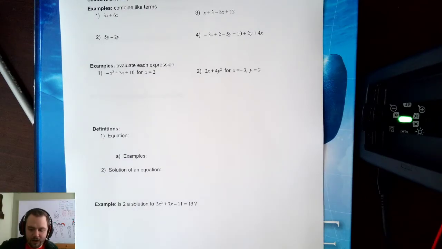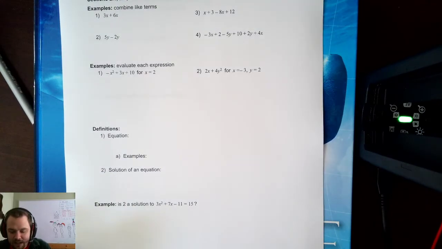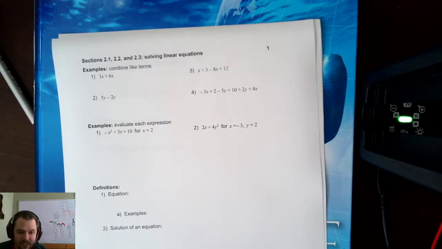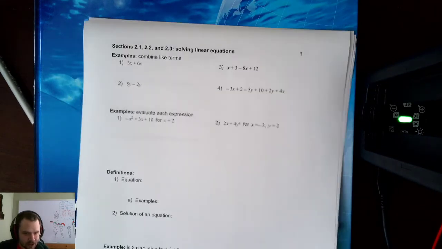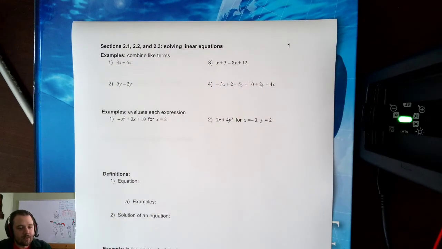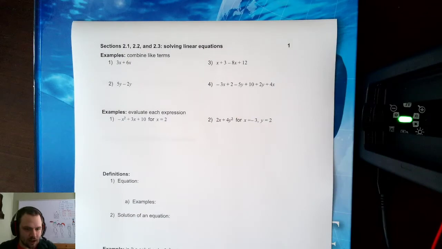Hello everyone, we're here today to talk about Math 100, sections 2.1, 2.2, and 2.3. We're doing a little bit of a different strategy for this section. We're going to combine three of them into one. So this will cover three sections of the textbook rather than just one.